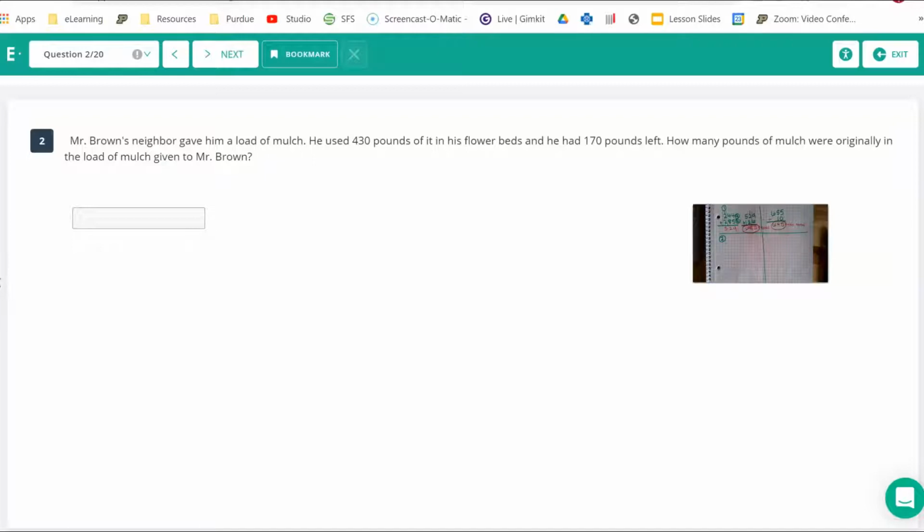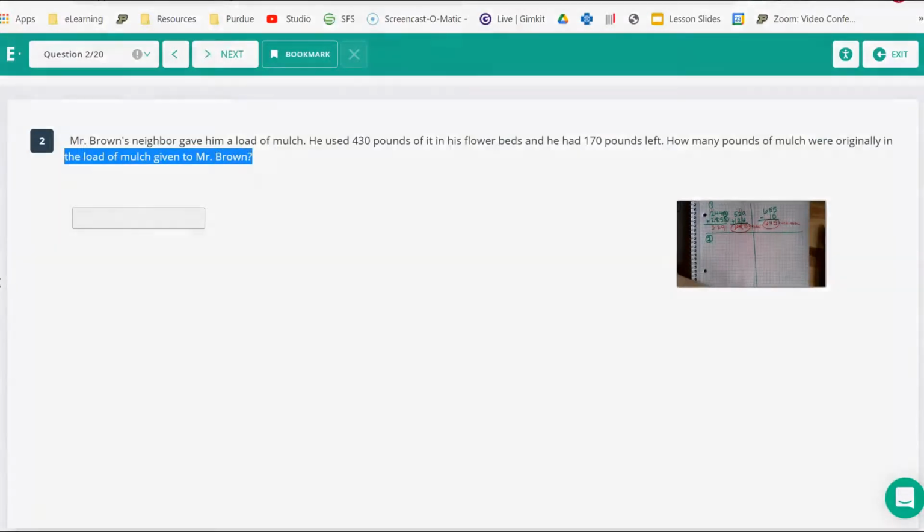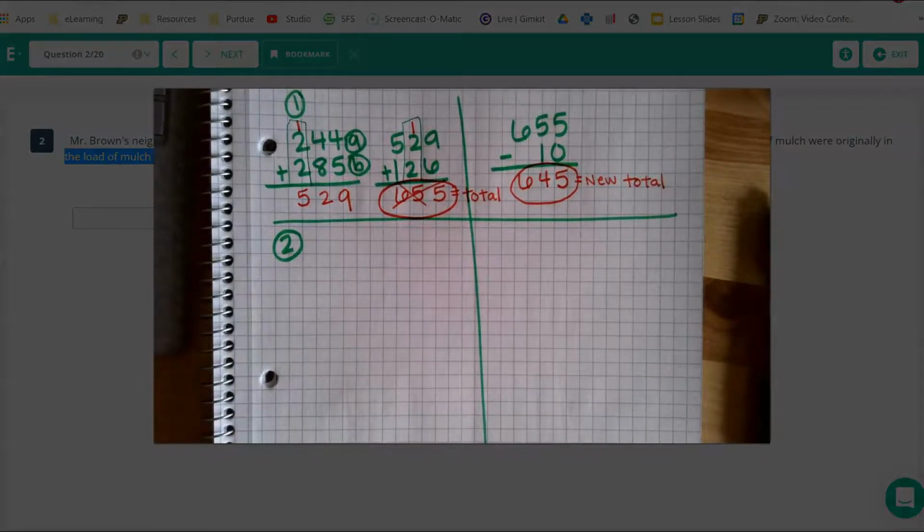Mr. Brown's neighbor gave him a load of mulch. Mulch is those little pieces of wood that they put next to all of the plants and stuff around buildings. Sometimes it stinks. He used 430 pounds of it in his flower beds, and he had 170 pounds left. How many pounds of mulch were originally in the load of mulch given to Mr. Brown? Well, this is kind of confusing, so I think I'm going to draw a picture.